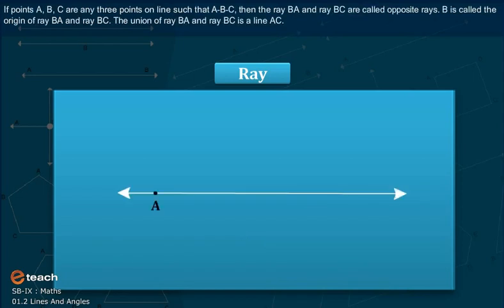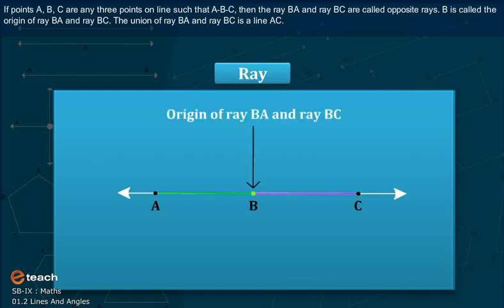If points A, B, C are any three points on a line such that B is between A and C, then ray BA and ray BC are called opposite rays. B is called the origin of ray BA and ray BC. The union of ray BA and ray BC is the line AC.